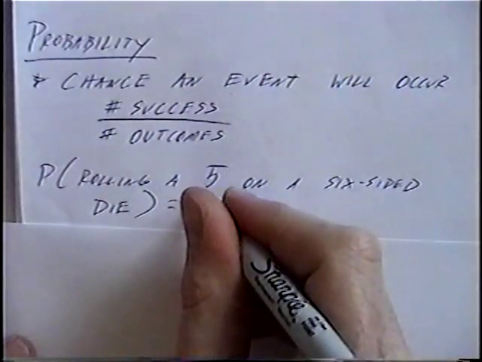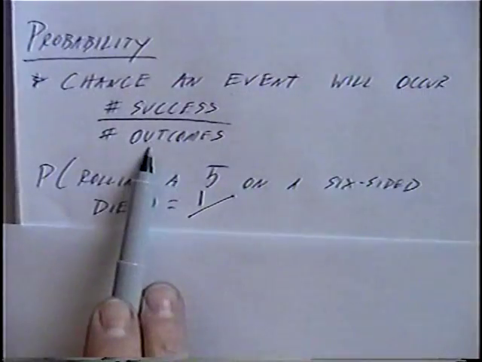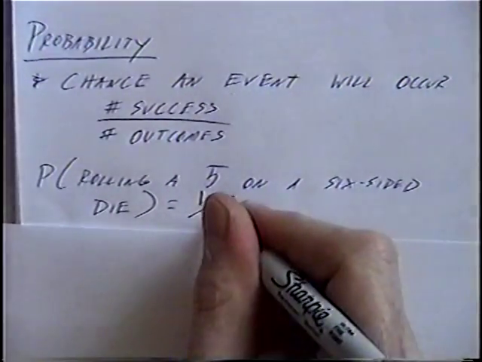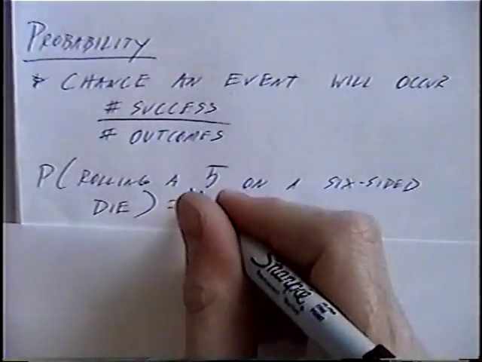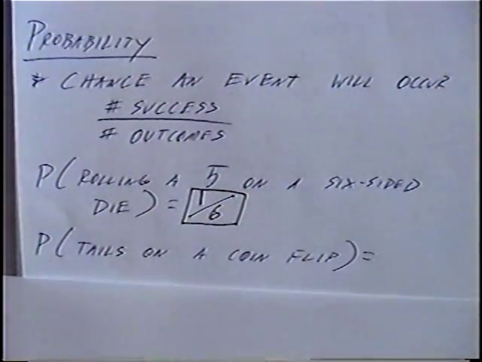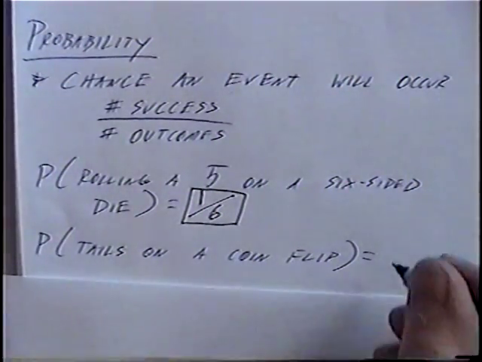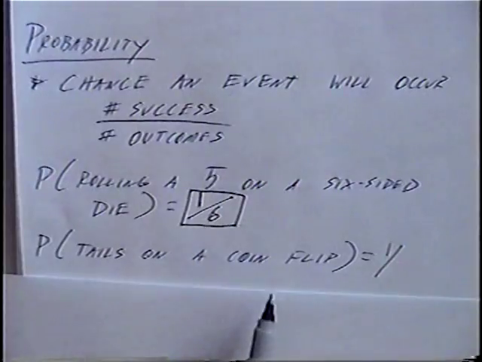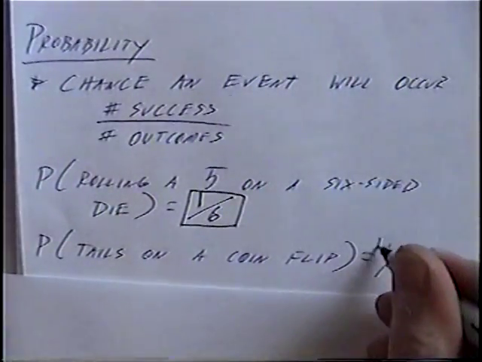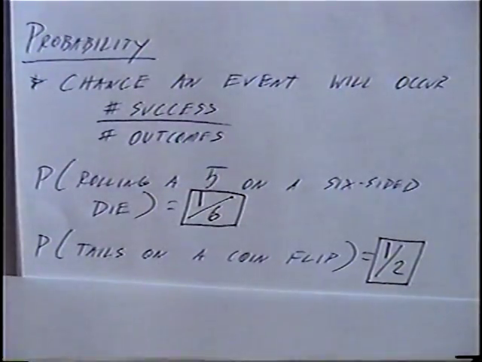There's a single 5 on a 6-sided die, so there's one chance of success. And the number of outcomes, or how many numbers are possible on a 6-sided die, there would be 6 sides. So you have a 1 out of 6 chance of rolling a 5. Second question, and last question for the section, the probability of tails on a coin flip. On a coin there is 1 tails, one side has tails, and a coin has 2 sides, so the probability of tails would be 1/2.